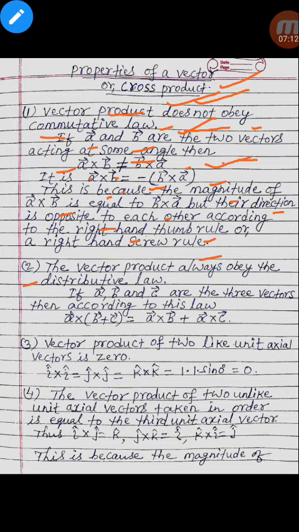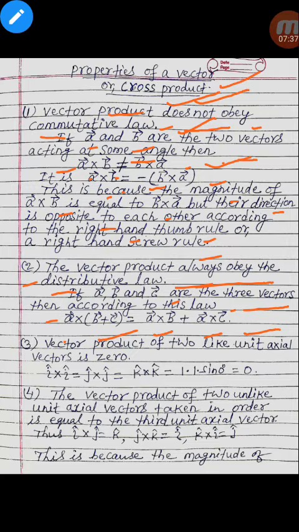Now, second property is the vector product always obeys the distributive law. If A vector, B vector and C vector are the three vectors, then according to this law, A vector cross B vector plus C vector equals A vector cross B vector plus A vector cross C vector.